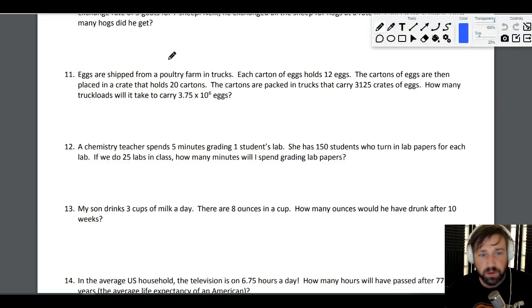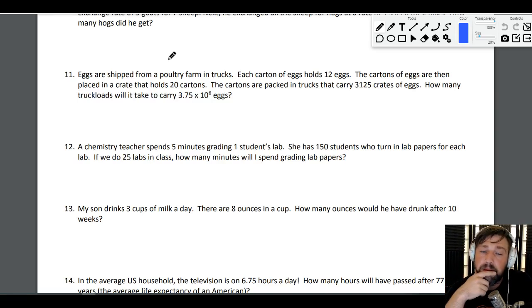Eggs are shipped from a poultry farm in trucks. Each carton of eggs holds 12 eggs. The carton of eggs is then placed into a crate that holds 20 cartons. Each carton is packed into trucks that can hold 3,125 crates of eggs. How many truckloads will it take to carry 3.75 times 10 to the 6th eggs?